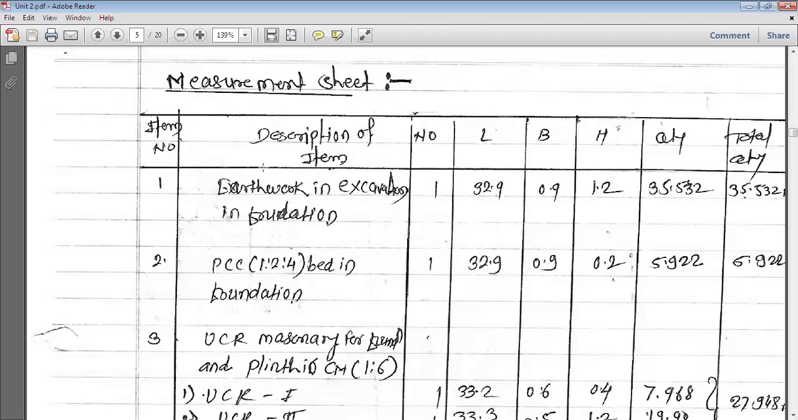Now, what type of description are you going to mention? I will share one slide where you will come to know what the description actually is for the earthwork. I will just share one example. This description may vary with respect to your site conditions, your depth of excavation and your plan.